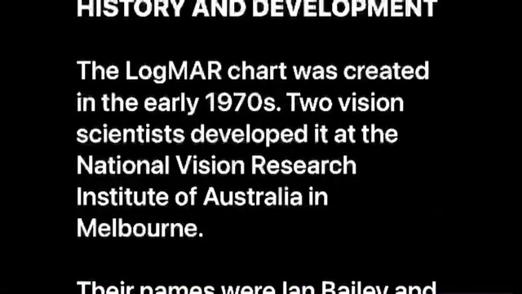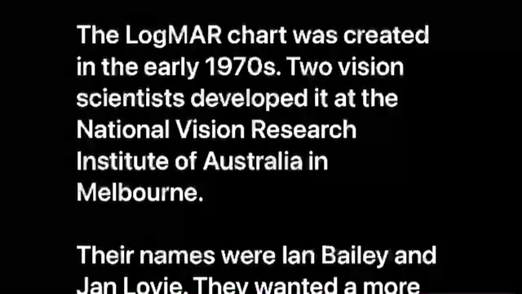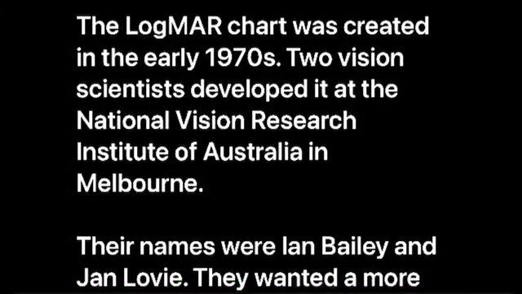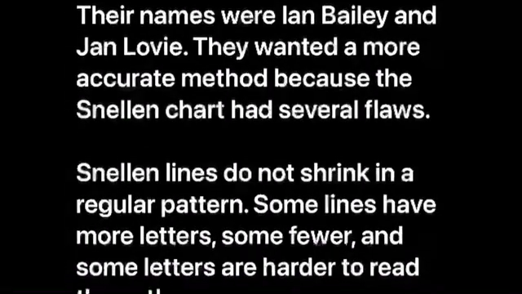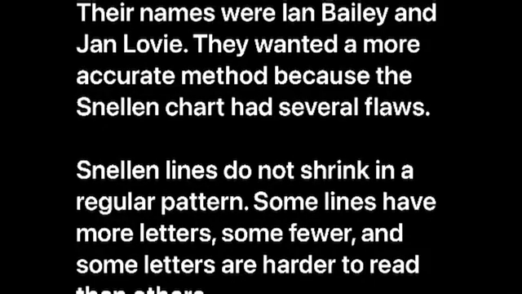History and development. The LogMAR chart was created in the early 1970s. Two vision scientists developed it at the National Vision Research Institute of Australia in Melbourne. Their names were Ian Bailey and Jan Lovie. They wanted a more accurate method because the Snellen chart had several flaws.